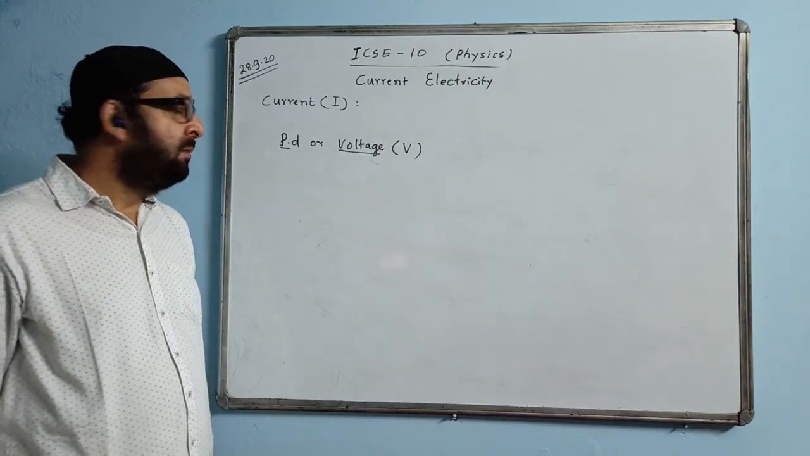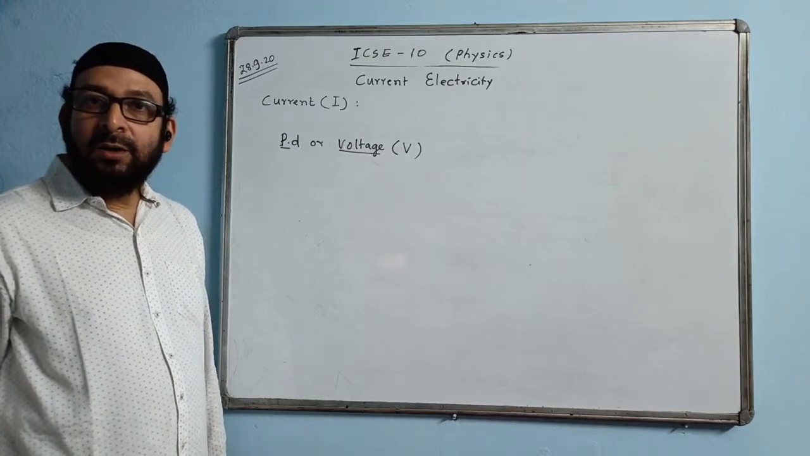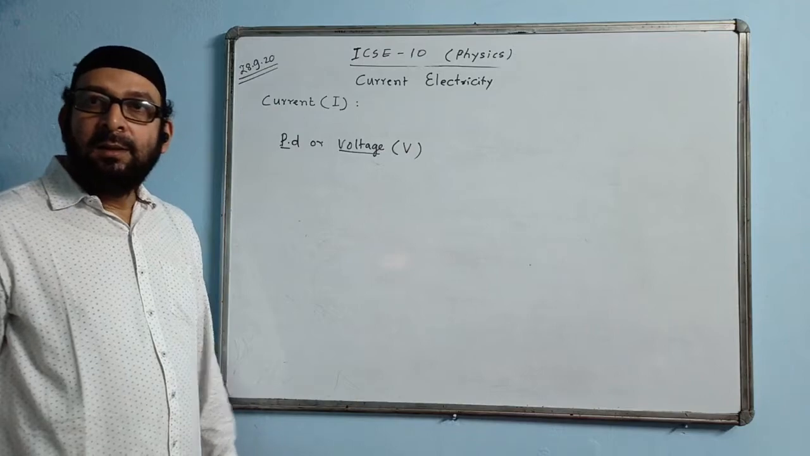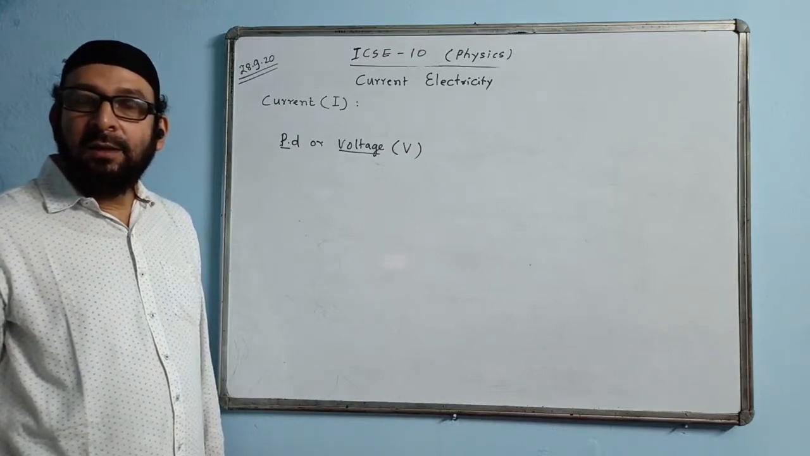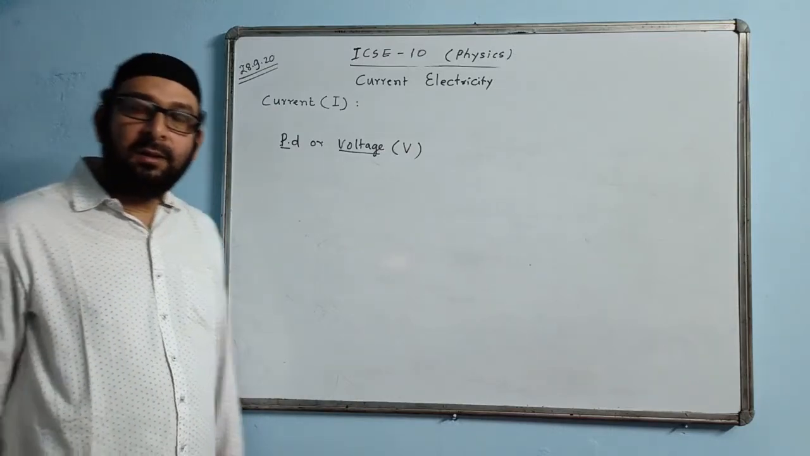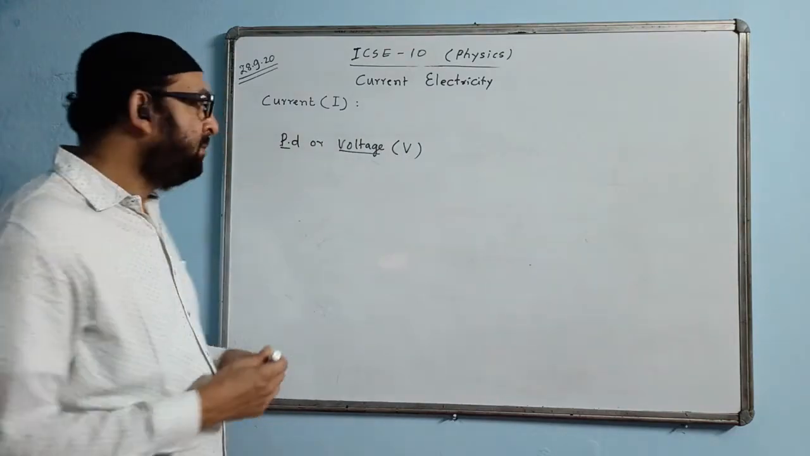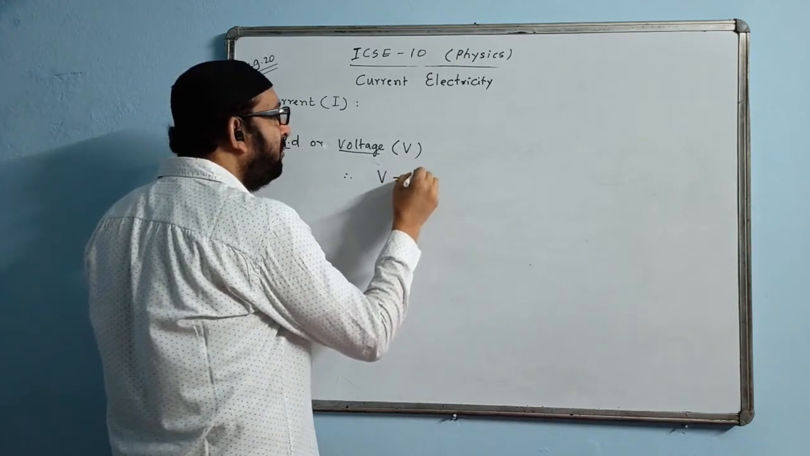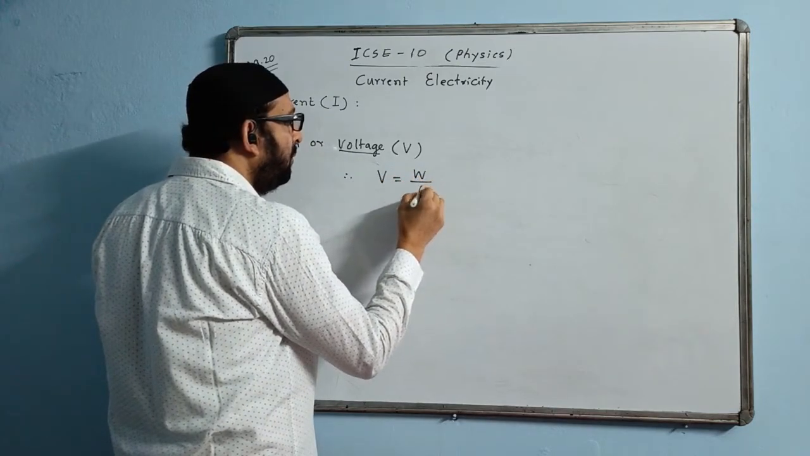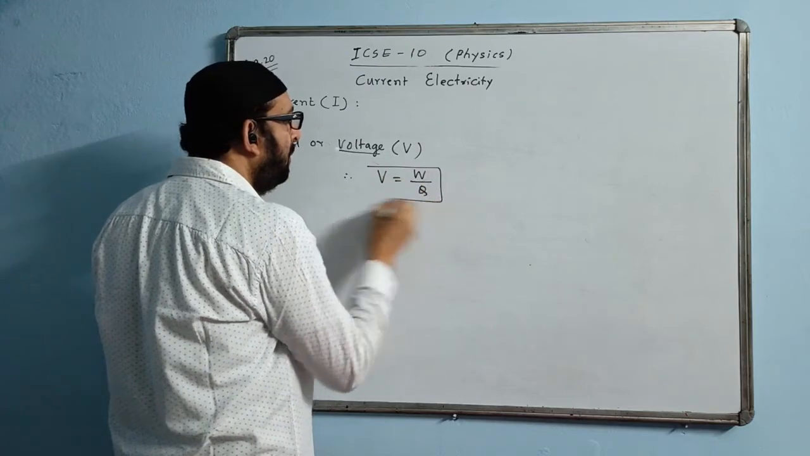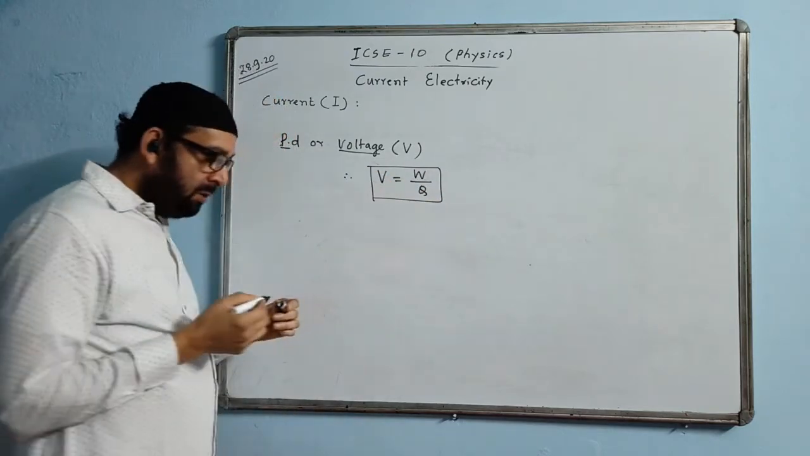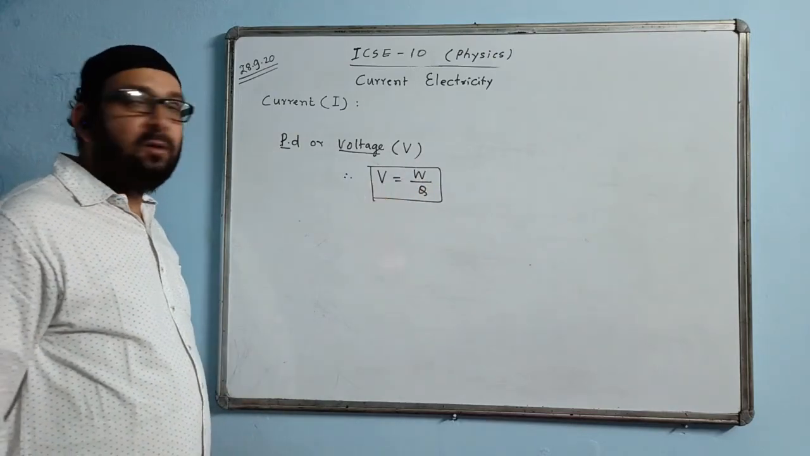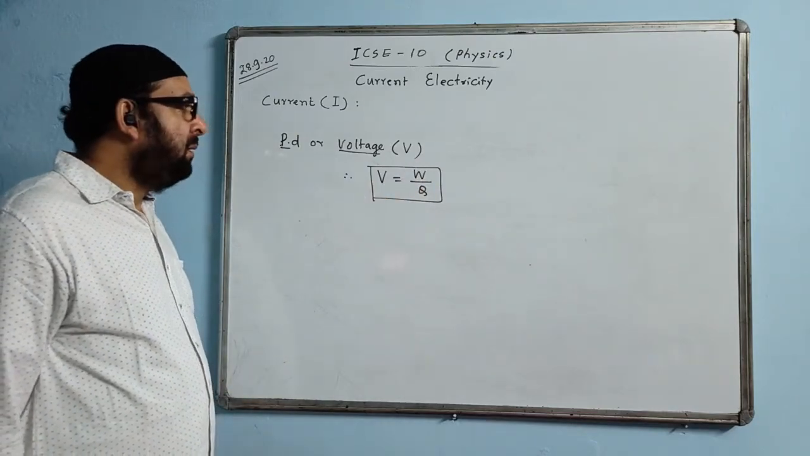Between two points in an electric circuit. Therefore, the potential difference formula is V equals W by Q. Potential difference formula is W, work, upon Q, charge. Work upon charge gives the value of potential difference.